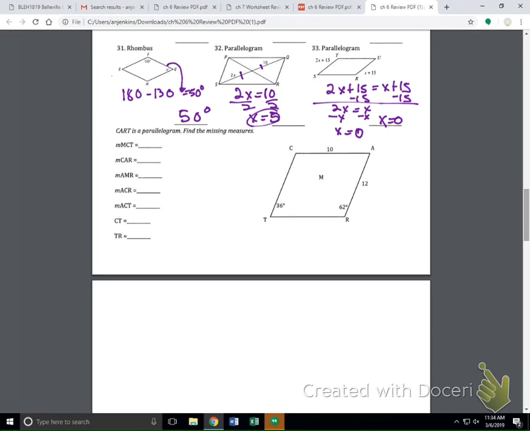Our next one, this is good we're doing this because it didn't draw in the diagonals, so please make sure you draw in your diagonals.